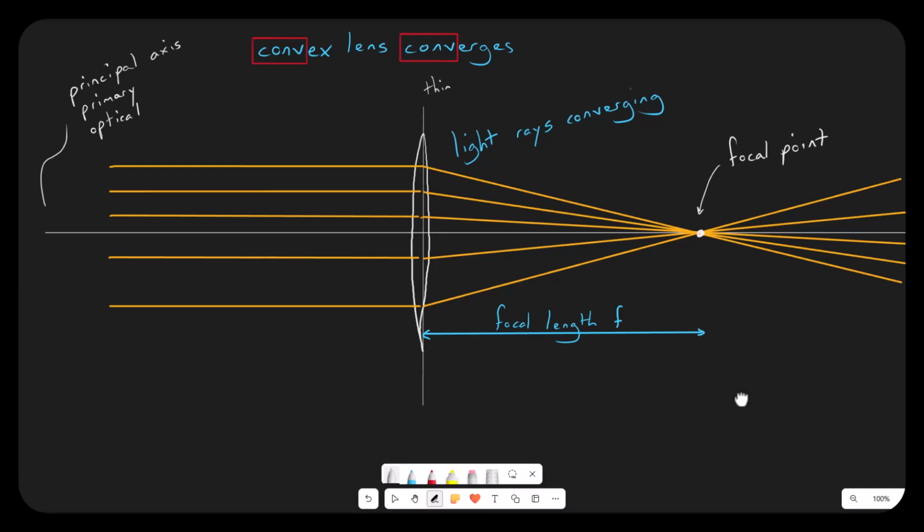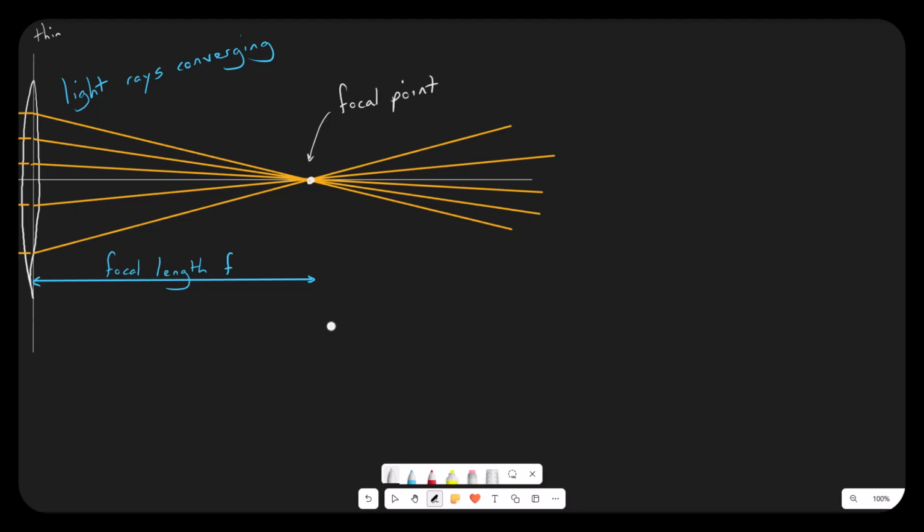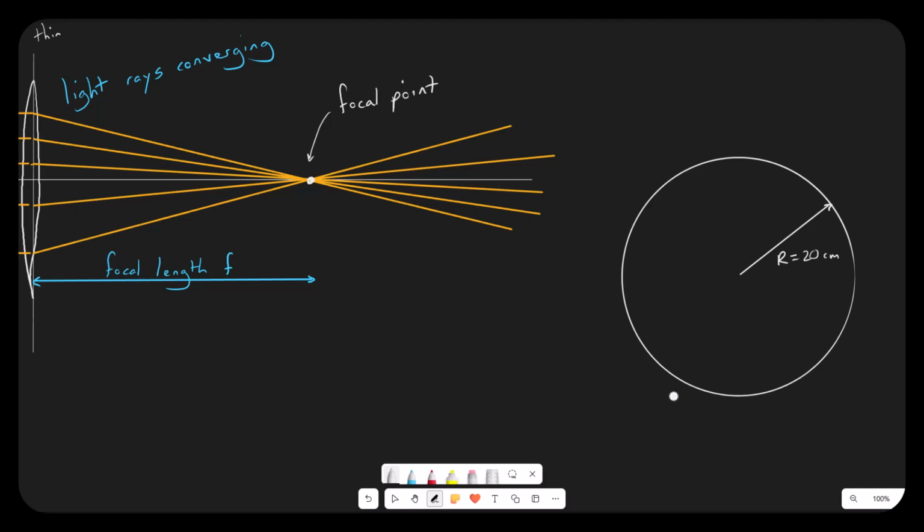We are cutting these lenses out of spheres. If I've got a sphere like this and it has a radius of, let's say R is 20 centimeters, and I cut this into a lens, this will produce a lens with a focal length of R over 2, or in this case, 10 centimeters. That's just how the focal length compares to the radius of the sphere that this is cut from.